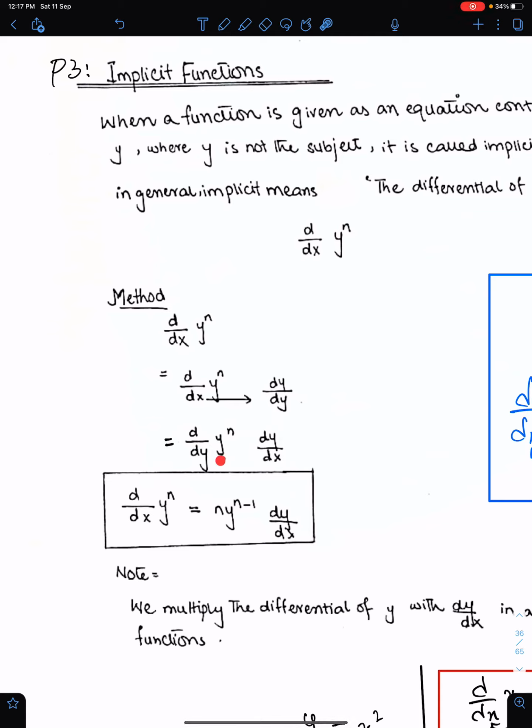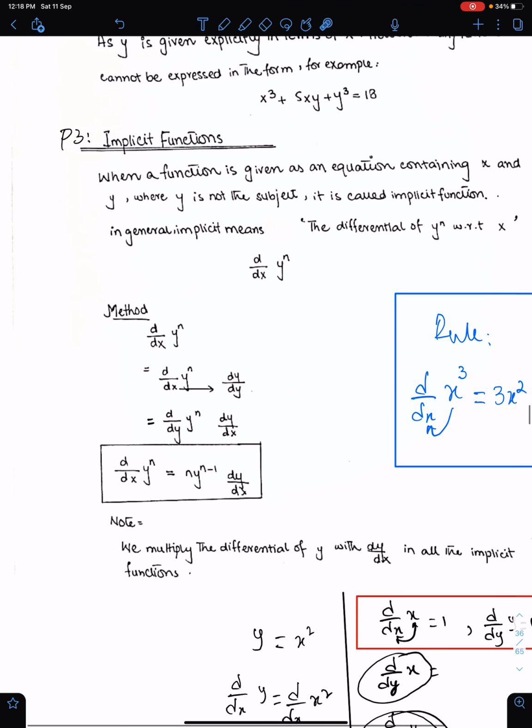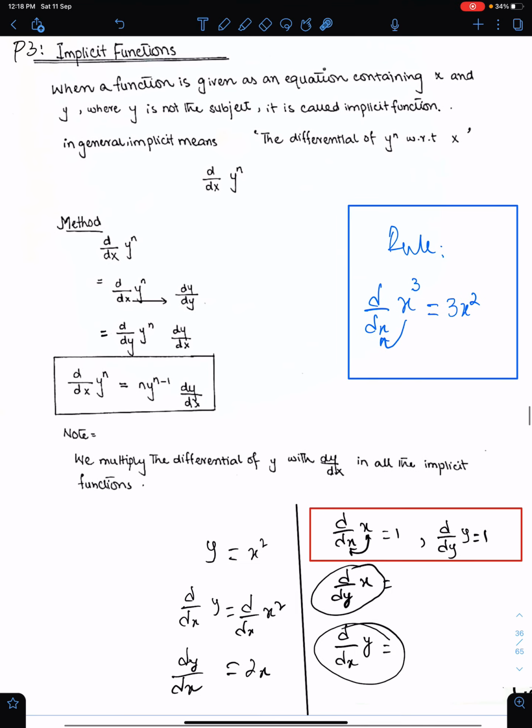See, the function and operator both are same now. So we can easily differentiate this. So the differential of y power n with d upon dy with respect to y is this, n y power n minus 1, and this is as it is. You have to copy this here. Finally, the differential of y power n with respect to x is n y n minus 1 times dy upon dx. So this is the way to differentiate implicit functions.